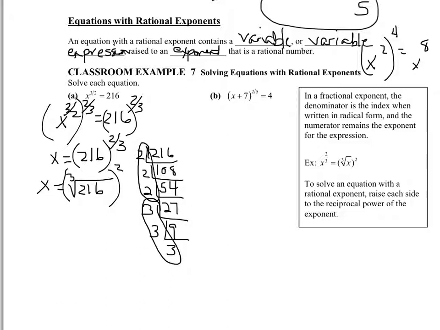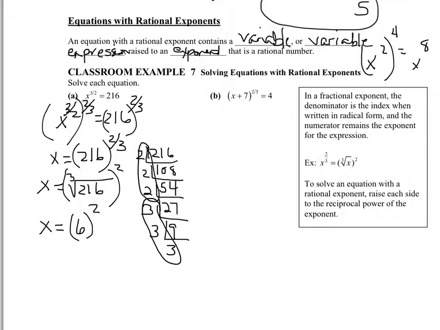216 is a perfect cube. That means everything is going to come outside the radical, just as we did before. Whatever we've circled, we take 1 from each group, multiply them together, and that's what comes outside. 2 times 3 is 6. The cubed root of 216 is the number 6.